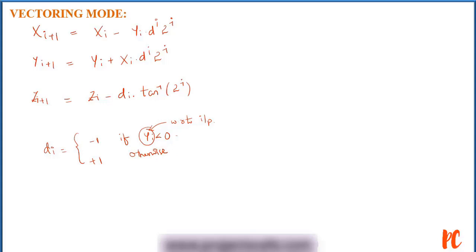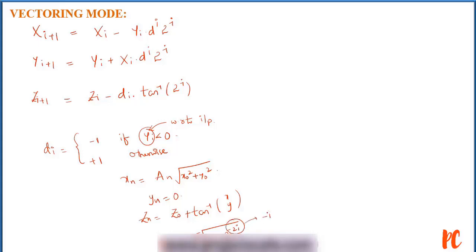Thereby the final expression will come around xn is equal to An into square root of x0 squared plus y0 squared, and yn is equal to 0, followed by the zn value, which will be z0 plus tan inverse of y0 by x0. Finally, the same expression An is equal to the product of square root of 1 plus 2 power minus 2i. If you observe the earlier case, here the value would remain minus i, but now it remains 2 power minus i with respect to the vectoring mode, and this would be with respect to the rotational mode.